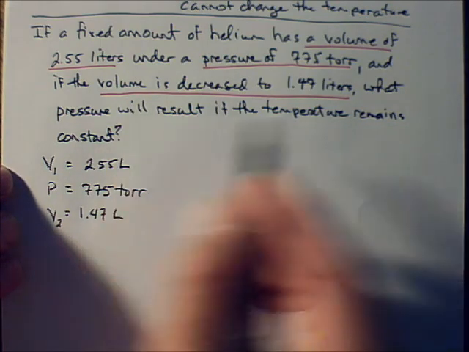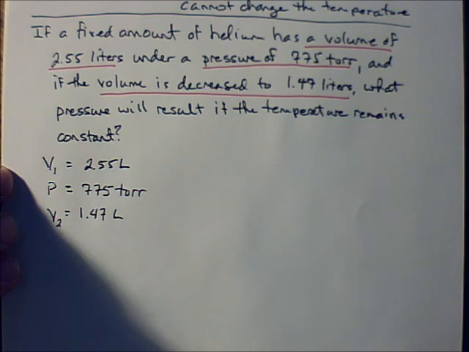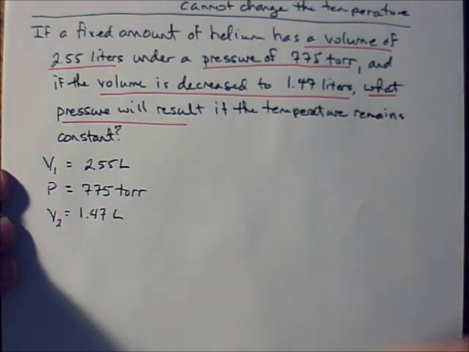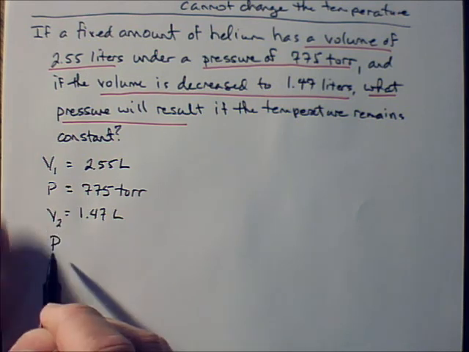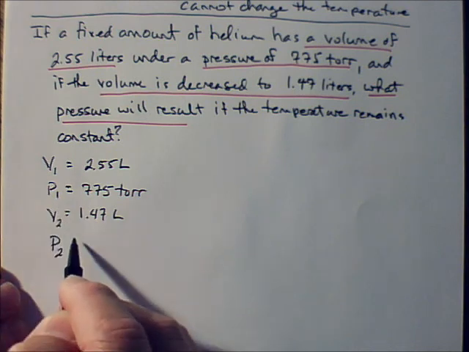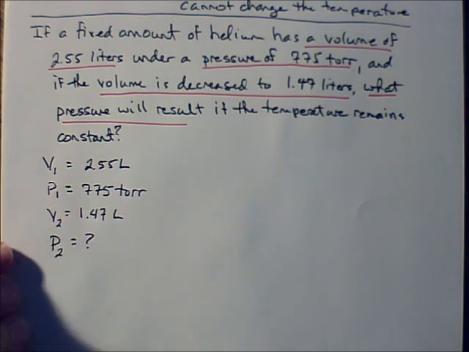And then it asks you what pressure will result. Well, that means that's an unknown we're trying to find. And if we have a new pressure, that has to be pressure 2, and that's pressure 1. Well, we don't know that one. It's a question mark.